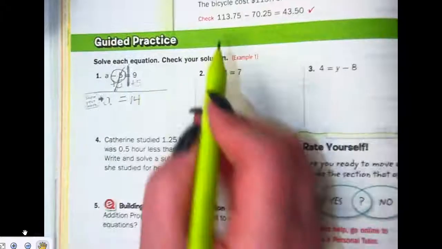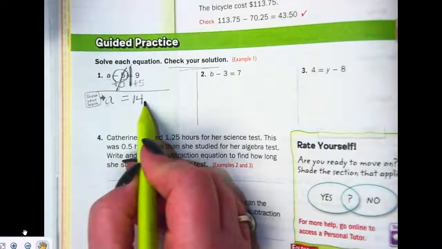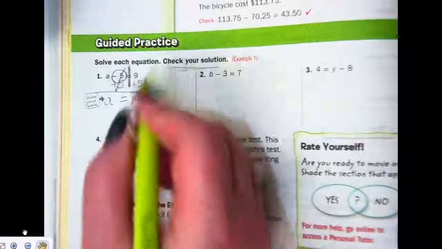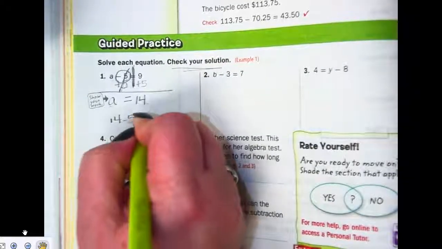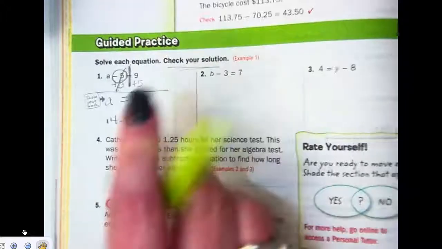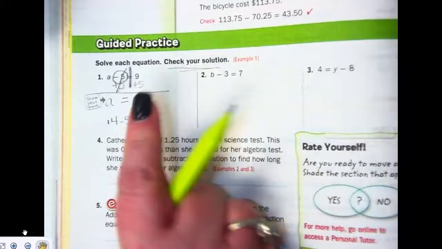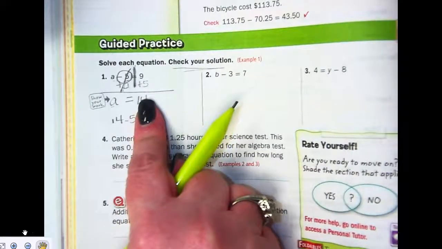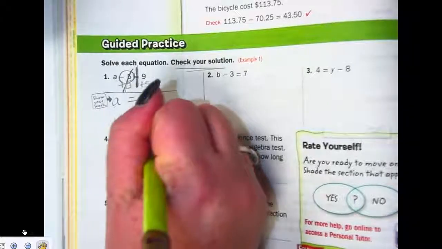And now it says to check your solution. So we're going to do the same thing. If a is 14, then we need to change that. 14 minus 5 is 9. Now do the math. I see lots of people go, well, if that's a 9, that's a 9. You have to actually do the math. 14 minus 5 is 9, and so 9 equals 9. Check.